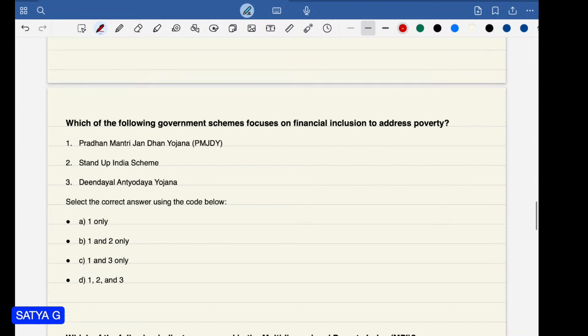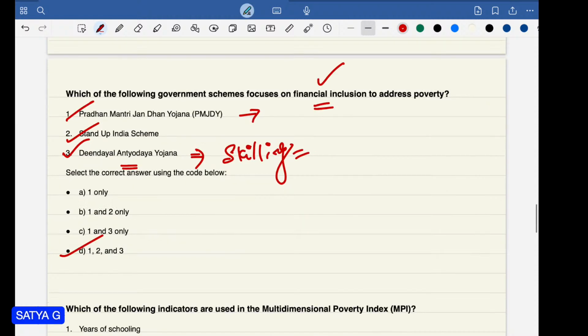Which of the following government schemes focus on financial inclusion to address poverty? Pradhan Mantri Jan Dhan Yojana, to provide bank accounts; Startup India scheme; Deen Dayal Antyodaya. Friends, it is a skilling program. We have the Skill India Mission like that, which provides skilling for the people. So all are correct, as they are relevant to financial matters, relevant for money.